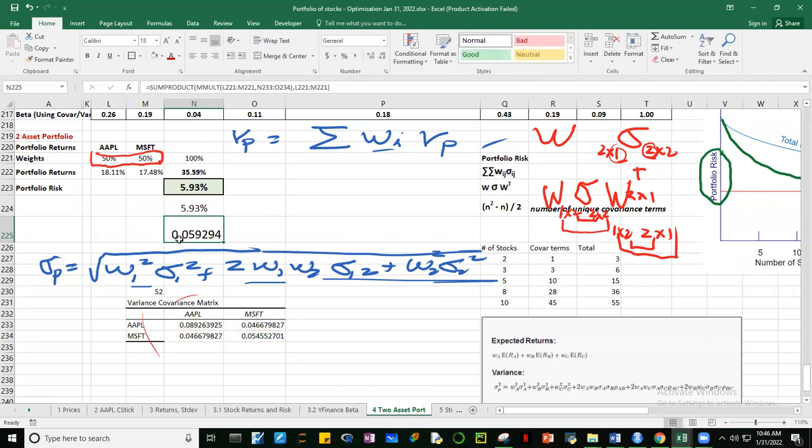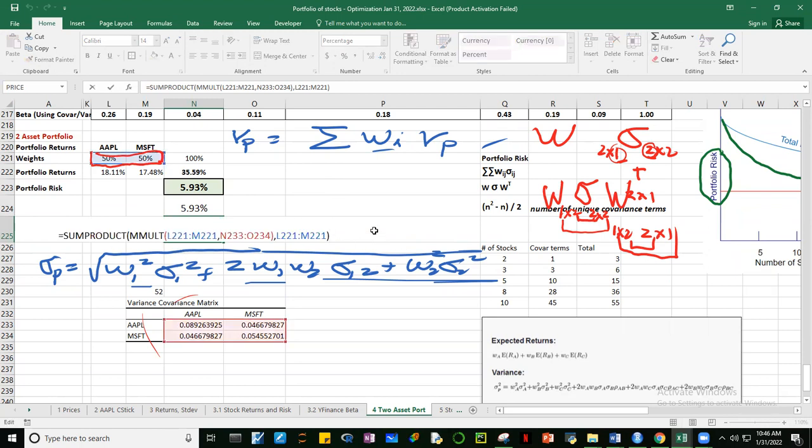Control-Shift-Enter. Okay, there you go. So pare-pareho lang yung formula niyan. Kaso I find this to be a lot easier. Ito, yung sumproduct ng mmult. Okay, but the concept is the same. So compared to the other one na may dalawang mmult tapos isang transpose pa, this is for me the easiest formula to compute for the portfolio risk.